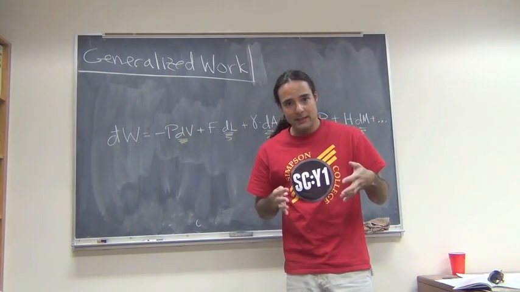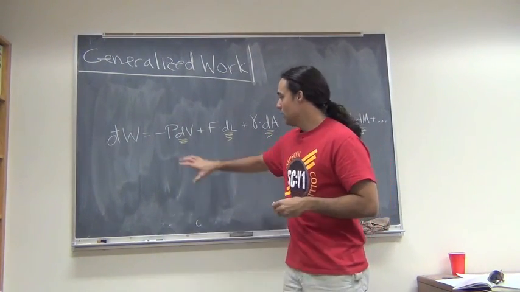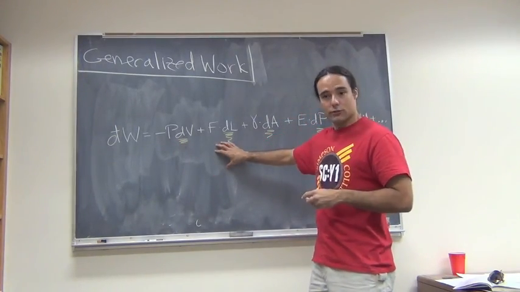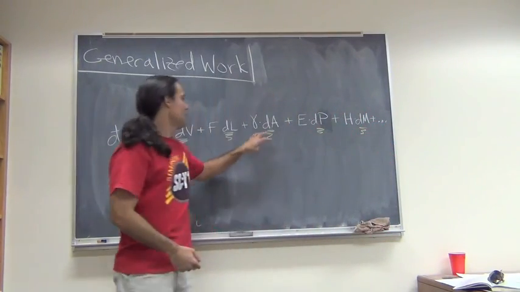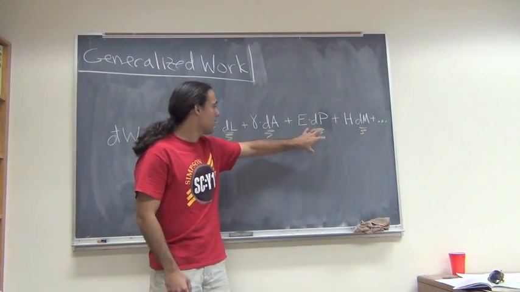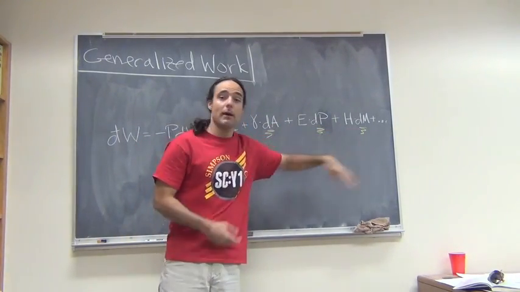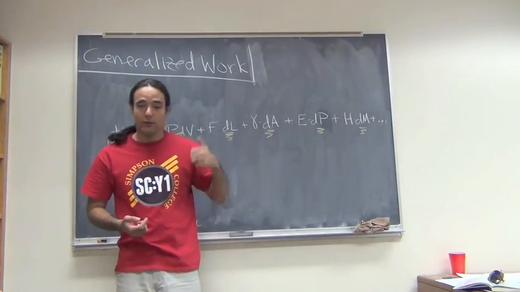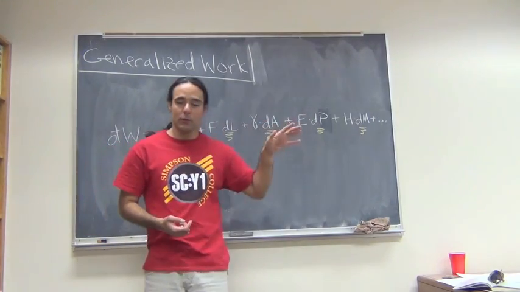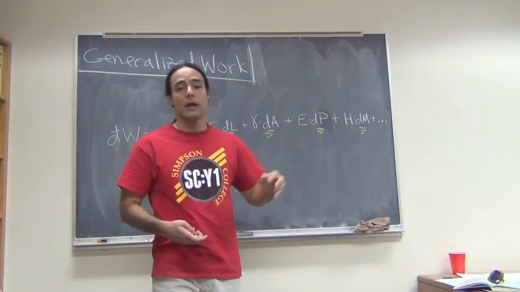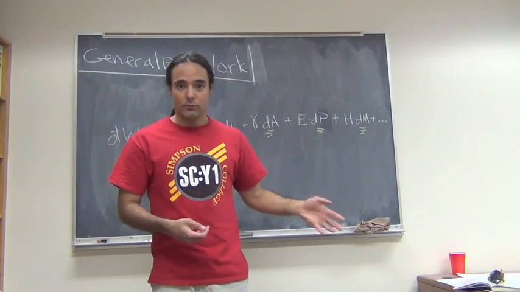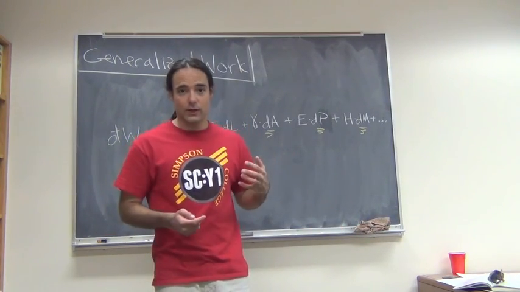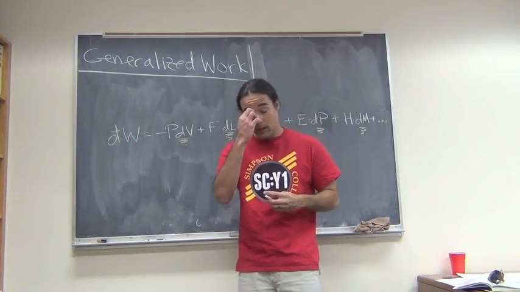So we've talked about many different types of work. We've talked about work on a gas, work on a stretched wire. We've talked about stretching a surface. We've talked about polarizing a material. We've talked about magnetizing a material. We talked about, didn't have room for this one on here, but electrochemical work. There's many more examples. My list is by far not exhaustive. There's many different types of work.